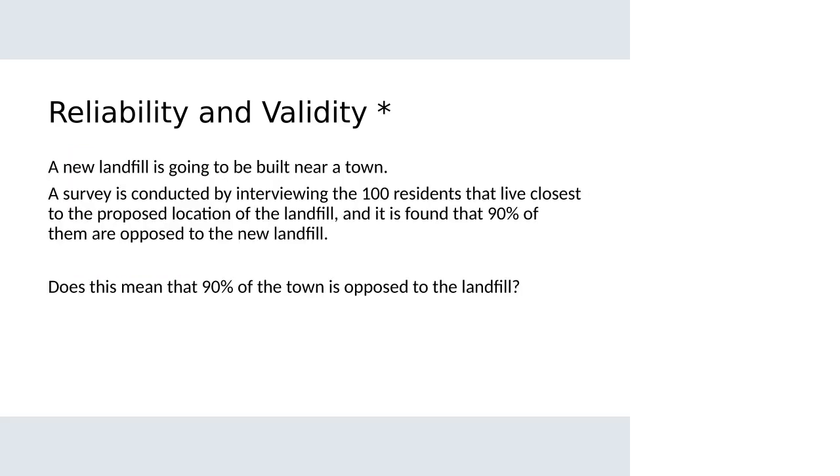I'll ask you this one in a poll, even though I don't think it's a hard question to answer. A new landfill is going to be built near a town. A survey is conducted by interviewing the 100 residents that live closest to the proposed location of the landfill, and it's found that 90% of them are opposed to the new landfill. Does this mean that 90% of the town is opposed to the landfill? I'm going to make a poll for this one.